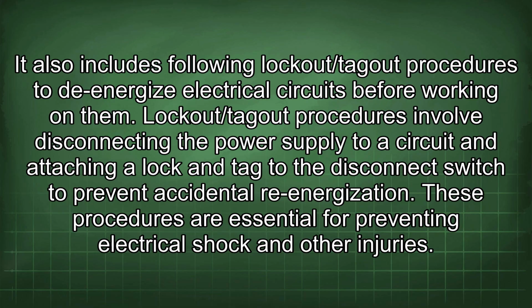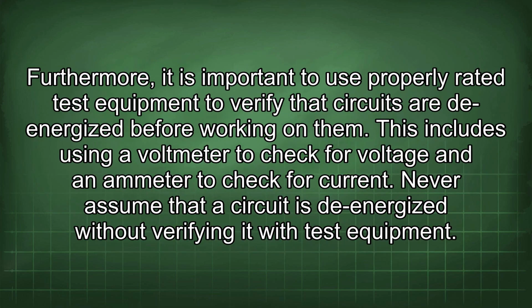Lockout/tagout procedures involve disconnecting the power supply to a circuit and attaching a lock and tag to the disconnect switch to prevent accidental re-energization. These procedures are essential for preventing electrical shock and other injuries. Furthermore, it is important to use properly rated test equipment to verify that circuits are de-energized before working on them. This includes using a voltmeter to check for voltage and an ammeter to check for current. Never assume that a circuit is de-energized without verifying it with test equipment.